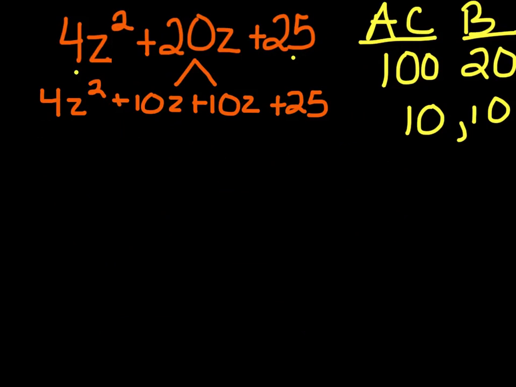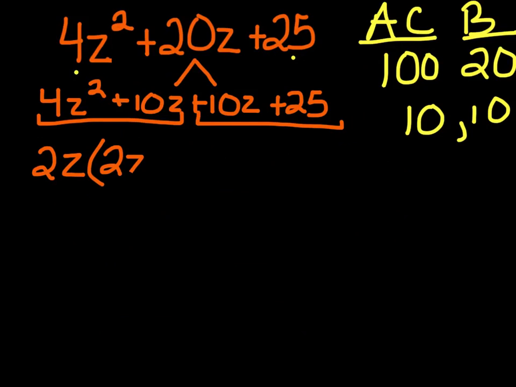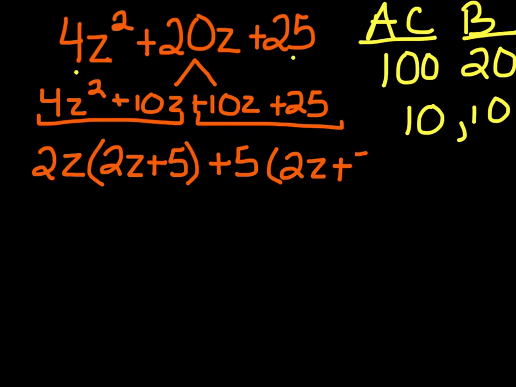And then once we've split the middle, we group the first 2 together, second 2 together. So now our GCF for just the first 2 is going to be 2z, goes into both of those. And then we've got a 2z and then plus 5. And then in our second group, these are both divisible by 5, and I'm going to write positive 5. And then we've got 2z plus 5.